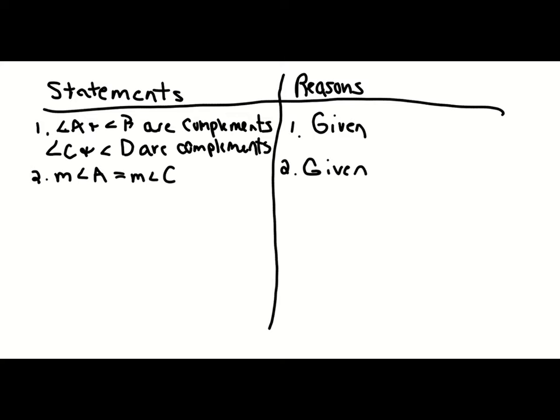Now, we got to figure out, what do we know? If I look at the first given, I know that A and B are complements and C and D are complements. But what does that mean? So if you say angles are complementary, I want you to think, what does that mean? Because in a proof, you have to tell me. You can't just say they're complements. What do we know about complementary angles? It means that they add up to 90 degrees.